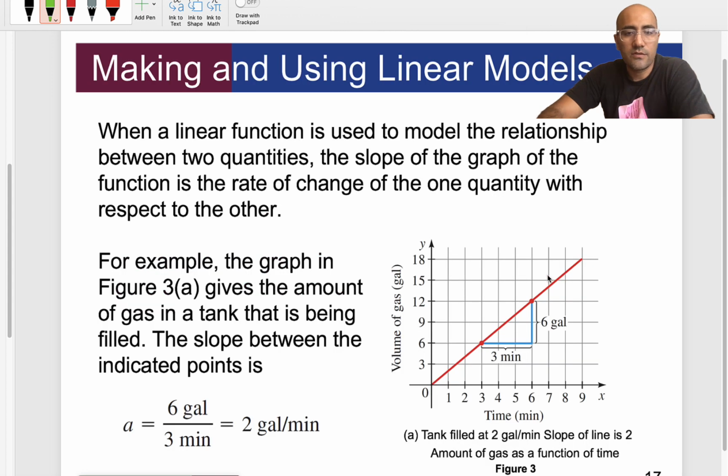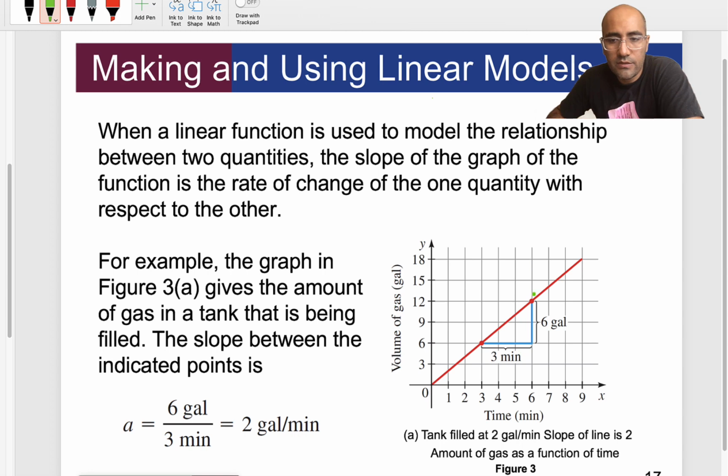Making and using linear models. Okay, when a linear model is used to model a relationship between two quantities, the slope of the graph of the function is the rate of change of one quantity with respect to another. So here we have an example where we have time in the horizontal axis, and in the vertical axis we have volume of gas. So maybe you're filling up your gas tank and you're checking to see how fast it is filling up. So in a time span of 3 minutes that goes by, 6 gallons were added to the tank.